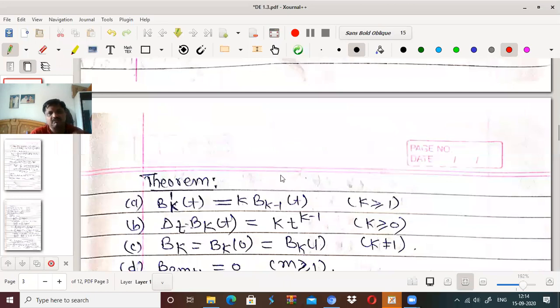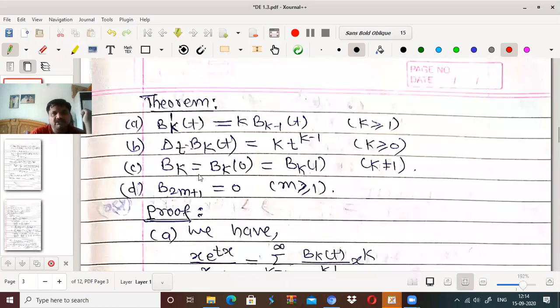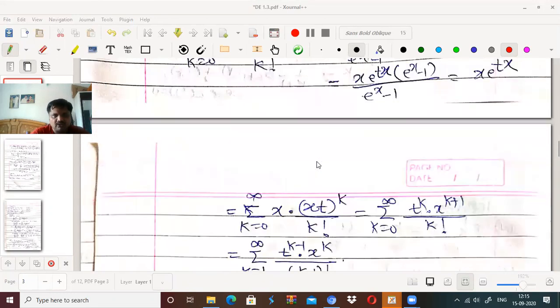Then what have we seen? We have seen the properties, in which in detail we have seen this property: Bk dash of t equal to k into Bk minus 1 of t for k greater than or equal to 1. We have discussed this property. Now we will discuss delta of Bk(t). This is the derivative of Bernoulli polynomial and this is the difference of Bernoulli polynomial. So what is the derivative of Bernoulli polynomial? k into Bk minus 1 of t. And what is the difference of Bernoulli polynomial? k into t to the power k minus 1, that we want to show.